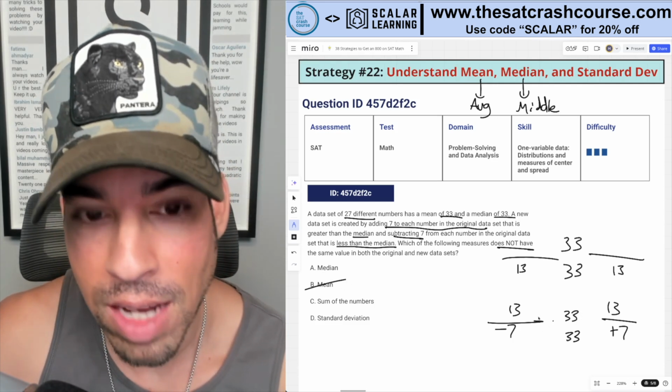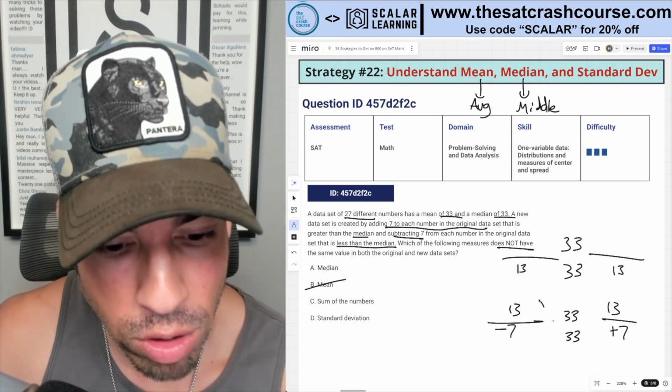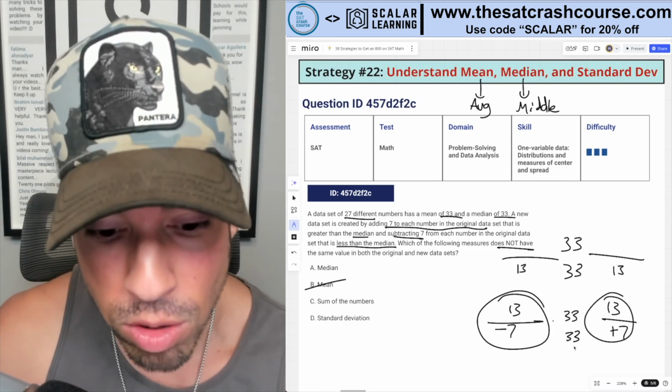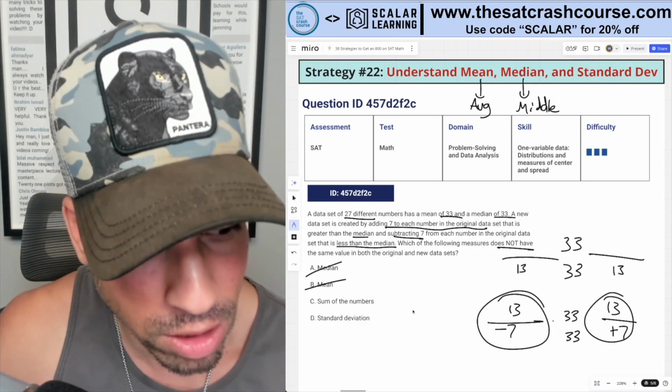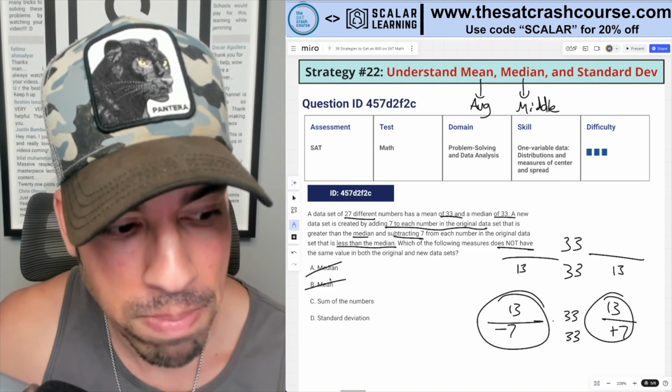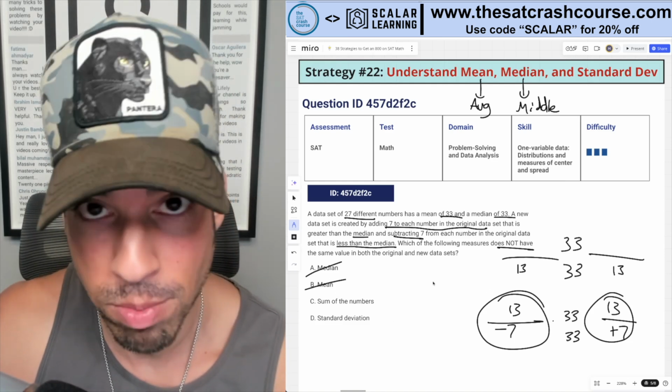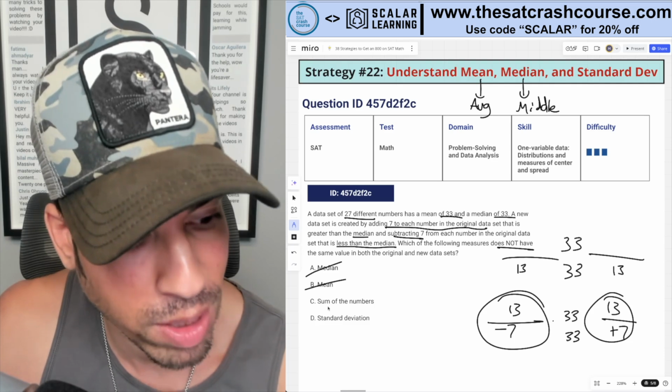Also, the median is not going to change because these values are still going to be below the median. These are still going to be above the median. The median is the middle. The middle is not going to change. The median is not going to change. And again, since the mean doesn't change, the sum of the numbers can't change either because the mean comes from the sum, right? We take the sum and we divide it by 27.